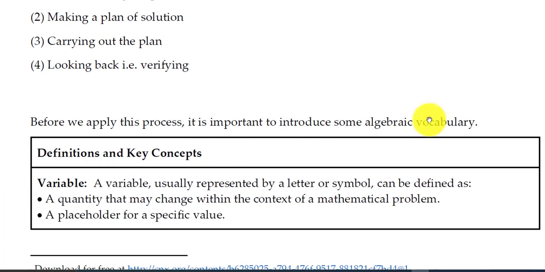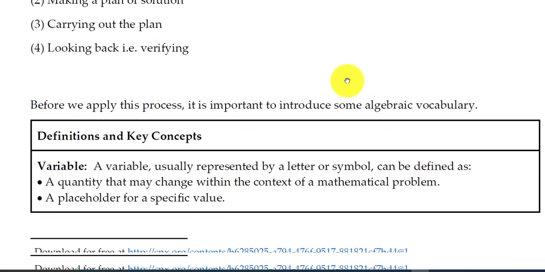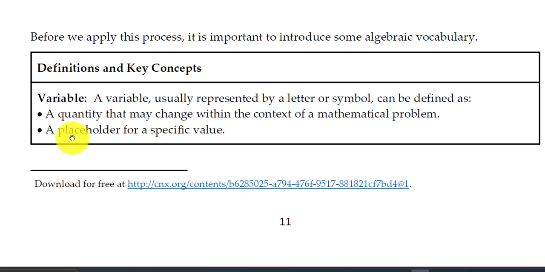Okay, so before we apply this process, there are a couple of definitions and key concepts. So the first one is a variable, right? A variable is usually represented by a letter or a symbol. And many of you have used variables already, right? If I were to say 2x + 5 = 10, you might solve for the variable. You might solve for x, right? It's a quantity that may change with the context of a mathematical problem, a placeholder for a specific value.